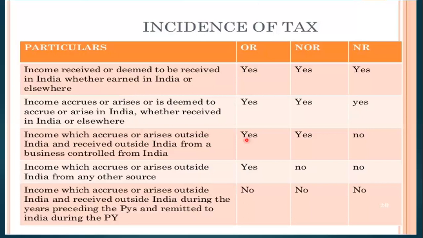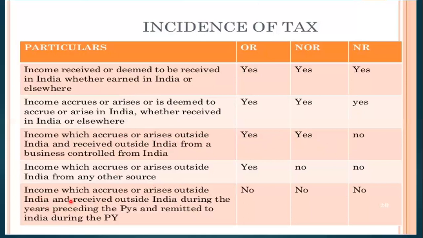Then number 3 is income which accrues or arises outside India and is received outside India from a business controlled from India. Means if you are earning or receiving an income outside of India, but the business is controlled from India, then that income is taxable for ordinary resident and non-ordinary resident both, but it will not be taxable for non-residents. Number 4 we will take later on.